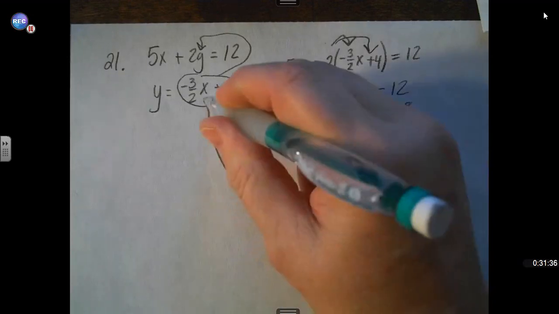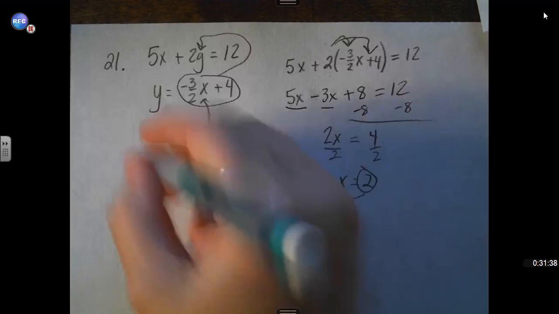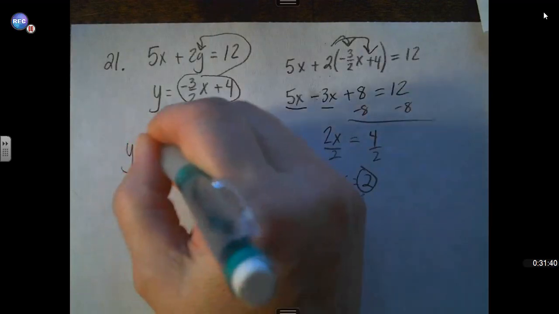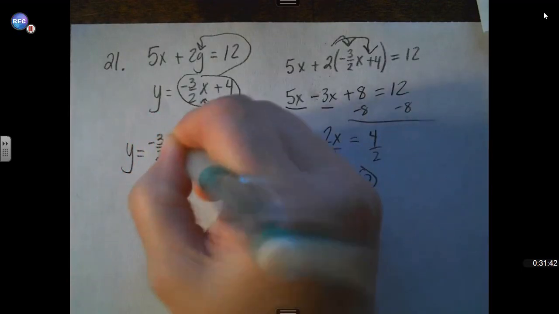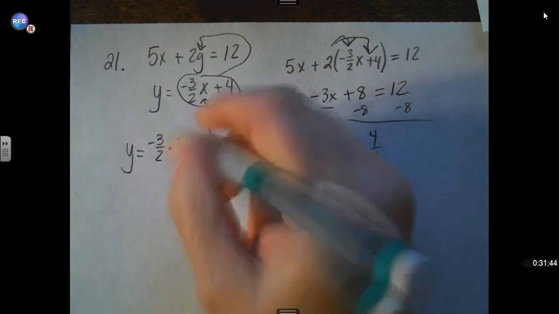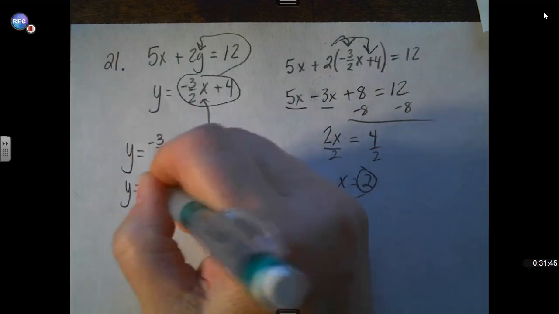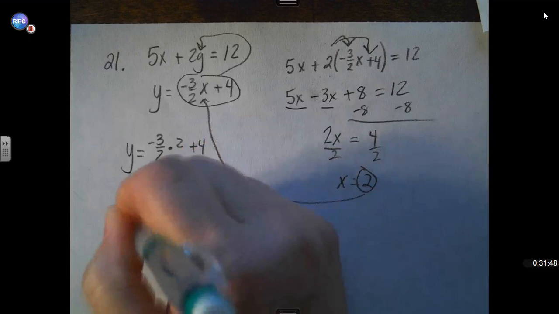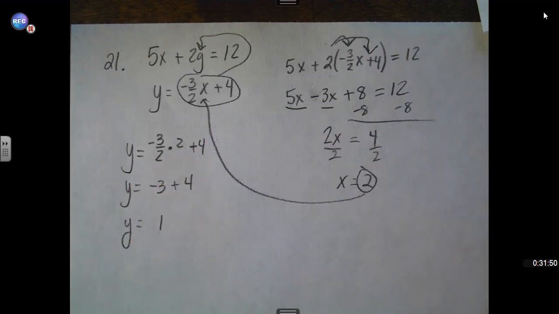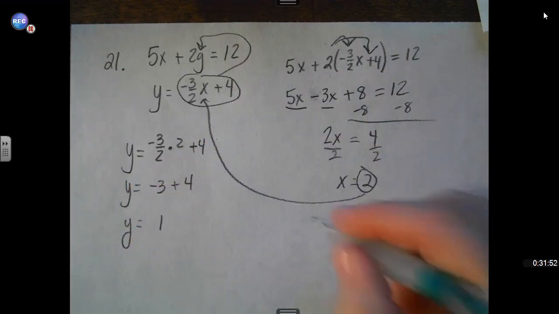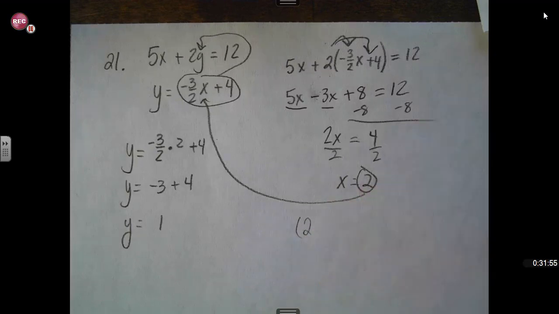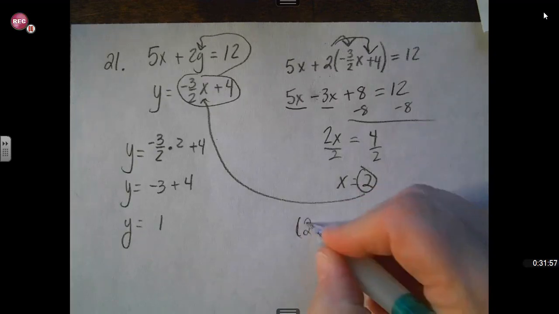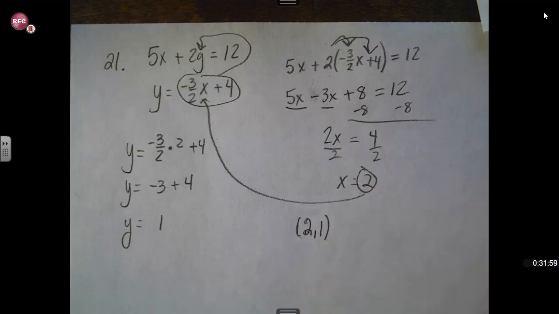And we're going to plug that in right there for x. And we get y equals negative 3/2 times 2. Negative 3/2 times 2 is negative 3. So y is 1. So where do these two lines intersect? Intersect at the point 2, 1.